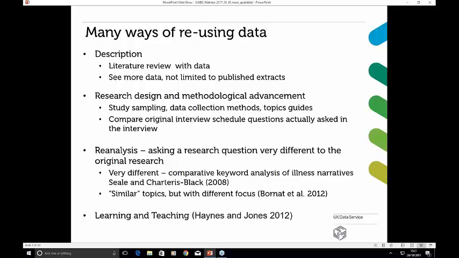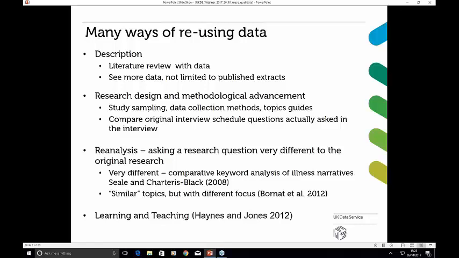Or sometimes the question can be on a similar topic as the original research, but have a slightly different focus. So for example, Joanna Bornat looked at gerontology as a topic and found two different data sets that look specifically at gerontology. However, Bornat's question was related to racism, which wasn't the specific focus of the original work, but the data set was rich enough to allow her to explore this theme within that existing data.